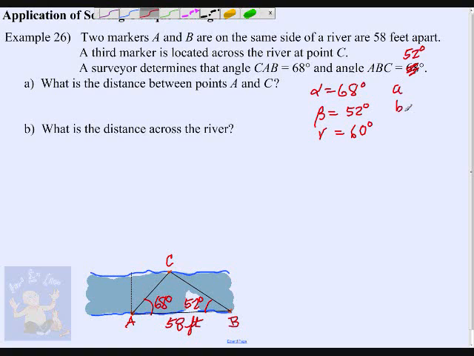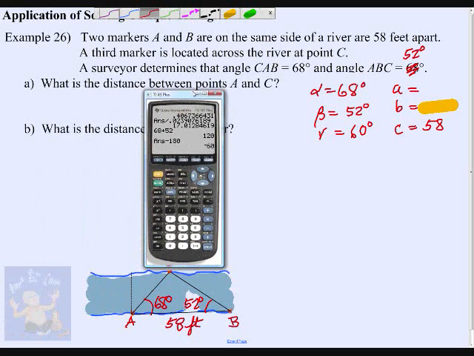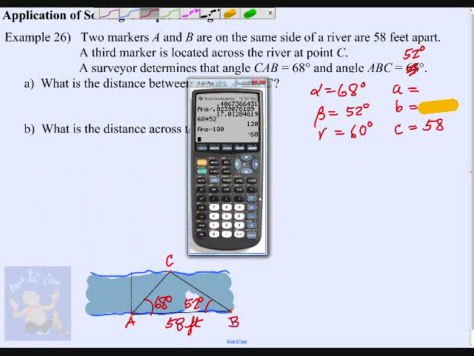A, B, and C. Which is the length that we're interested in? B. So let's mark it right here. This is the one we're trying to find. And we do have one of our lengths. We've got C. It's 58 feet. So using law of sines, I can figure out the ratio for law of sines.